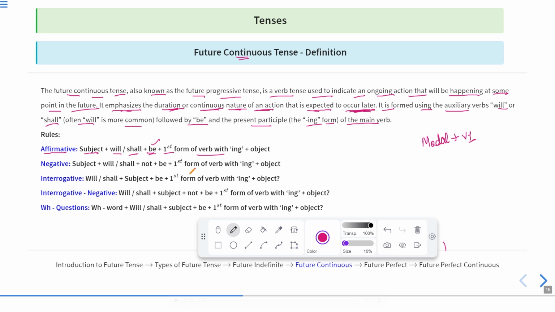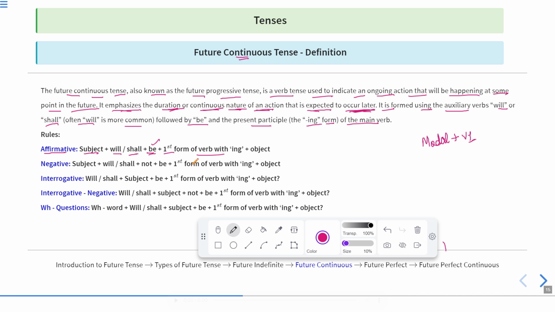Now, if I talk about present tense and past tense, we wrote there is, am, are, and was, were. Why so? Because is, am, are, was, were are the forms of be, and those verbs can behave like helping as well as main verb. But will and shall, these are the modals. These are only modal auxiliaries. They cannot be used as main verbs. And after a modal, we necessarily require verb 1. That is why to satisfy the continuous condition as well as future continuous, we write will and shall, and after that we'll write be, and then first form of verb with ing and then the object of the sentence.